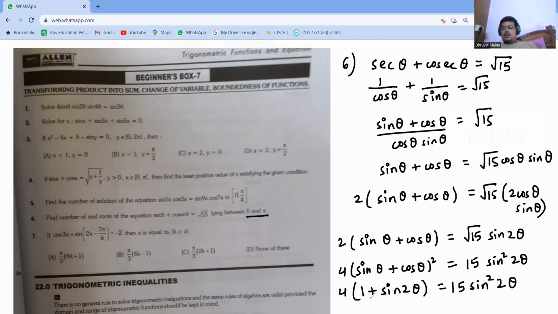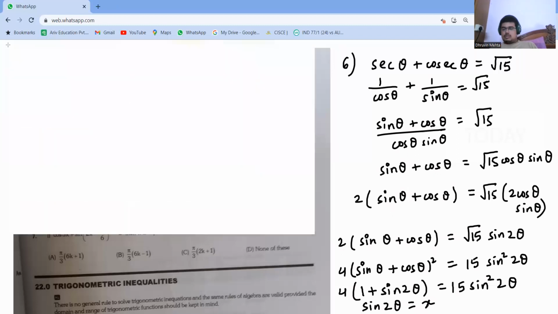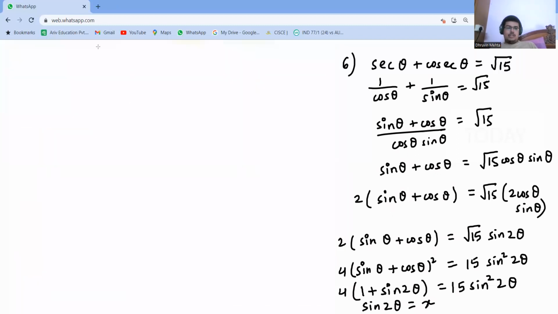So now do you agree with me, if I assume sine 2 theta as, let's say, x, then this is a quadratic equation in x. Are you following this, Muskan, Trisha? This will be 4 into 1 plus x is equal to 15 x square. Solve this, guys, and tell me the two values of x.